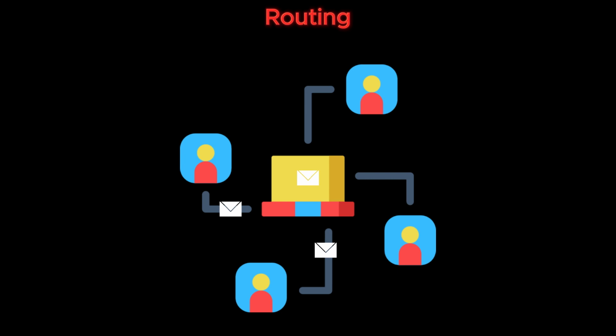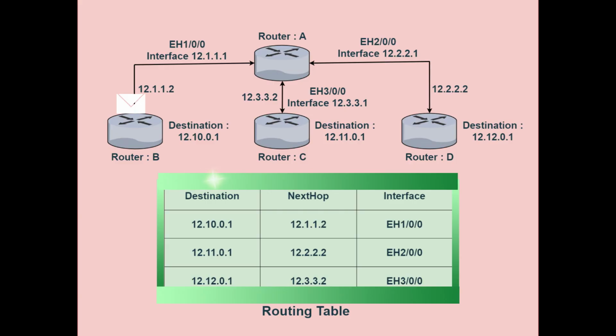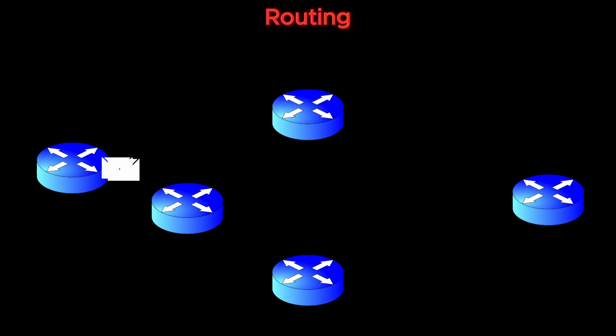Key aspects of routing include routing tables. Routers maintain routing tables, which are essentially databases containing information about the network topology. These tables help routers make decisions about where to forward packets.